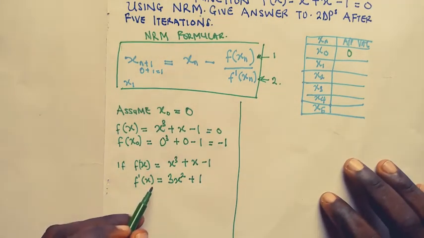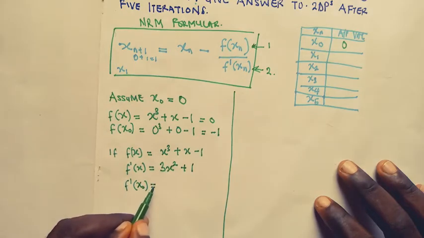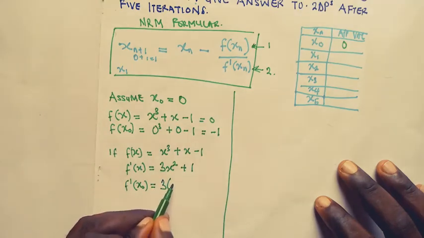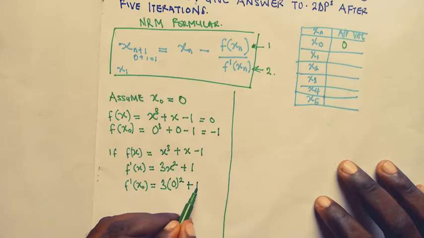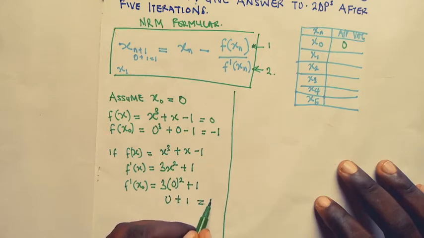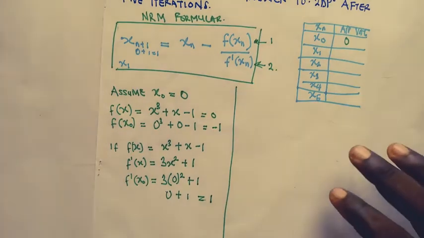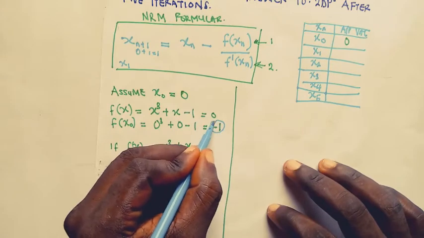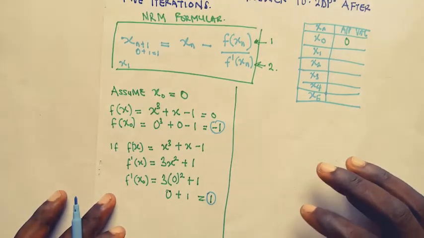So if I'm going to do f prime of xn, so f prime of x naught, therefore, putting the value of x naught, which is equal to 0, into this function, will give me 3 times 0 squared plus 1, and that will ultimately give me 0 plus 1, and I have 1 as my f prime of x naught. So now I'm going to use these two values in the Newton-Raphson's formula, and here I go.